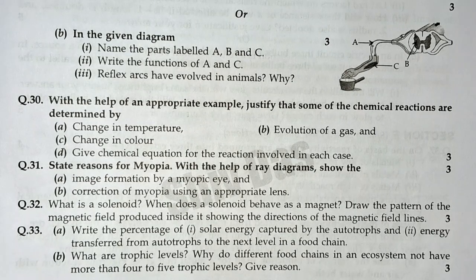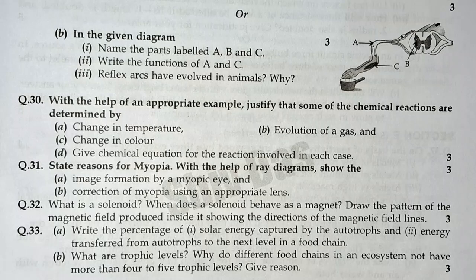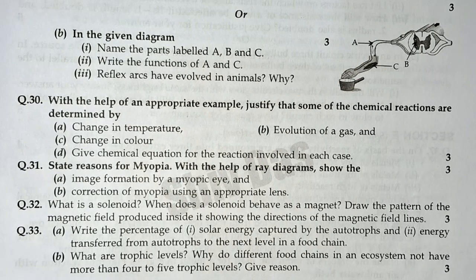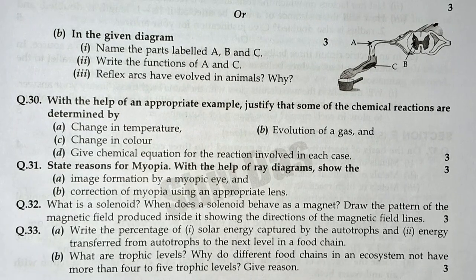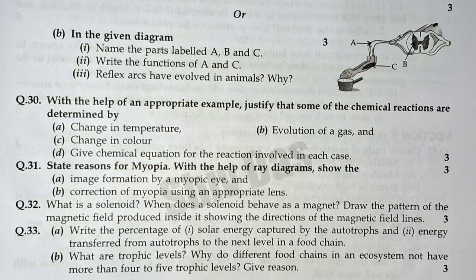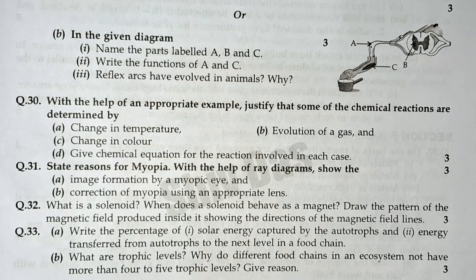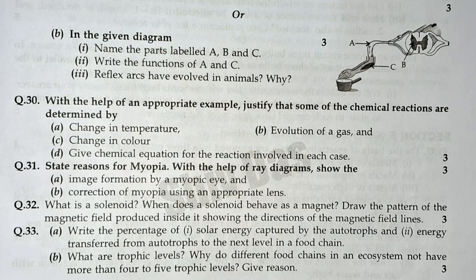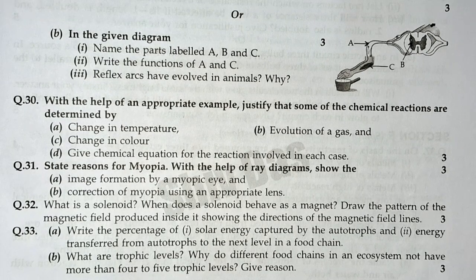Next we have question number 32. What is a solenoid? Why does a solenoid behave as a magnet? Draw the pattern of the magnetic field produced inside it, showing the directions of magnetic field lines.